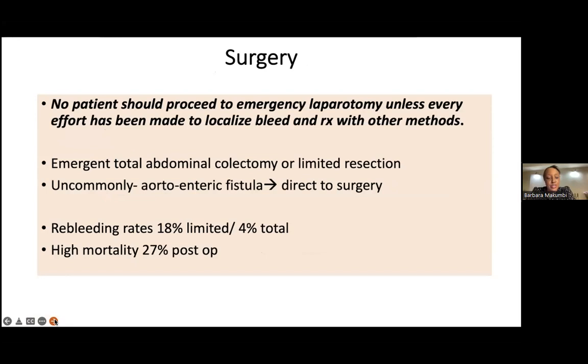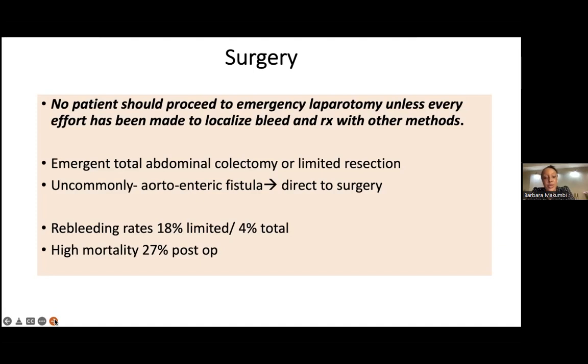Surgery can be used, but is not recommended as a first line or third line agent at all. So patients should only proceed to emergency laparotomy if every single effort has been made to localize and then endoscopically or radiologically intervene on the bleed. This is last line now. So they talk about emergent total abdominal colectomy or limited resection. If you do localize the bleed, an effort must be made to do that and have a limited resection if required. But an exception to immediate surgery would be an aortoenteric fistula, where you go directly to surgery.